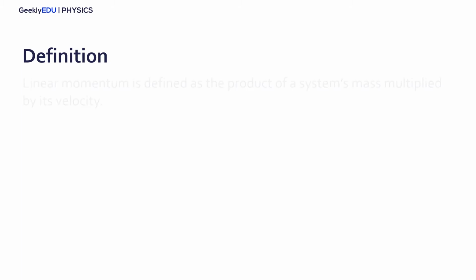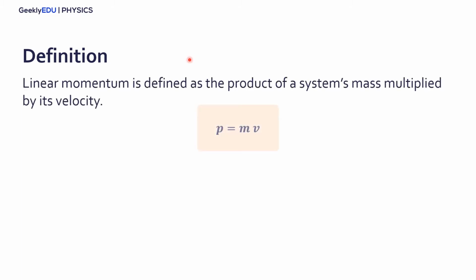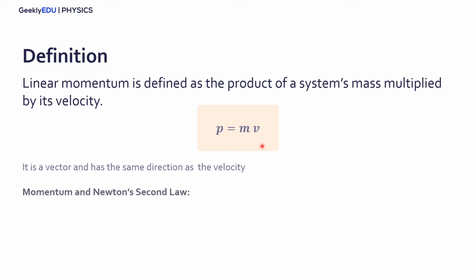So by definition, linear momentum is the product of a system's mass multiplied by its velocity. We also have to know that momentum is a vector that has the same direction as the velocity. It makes sense because we're multiplying the velocity vector by a scalar number, that's the mass, right? So we change the magnitude, but the direction is the same.